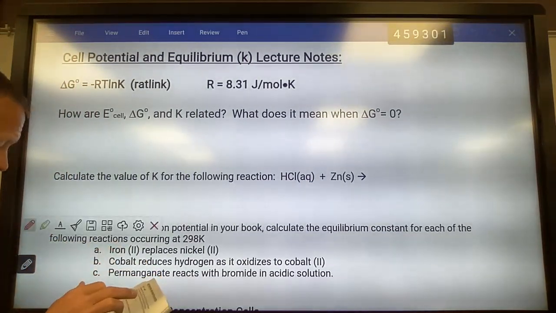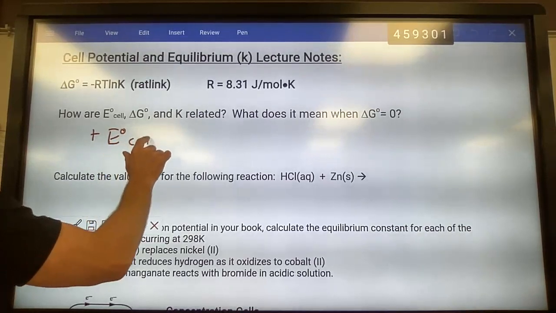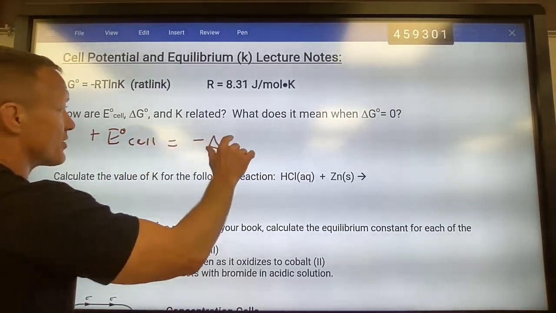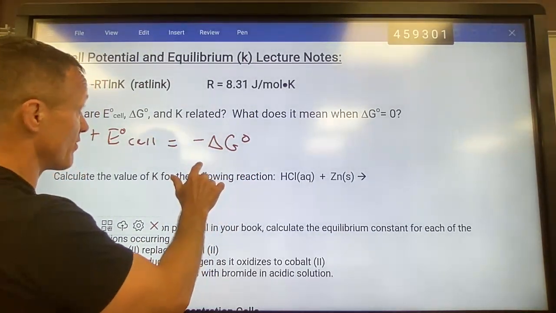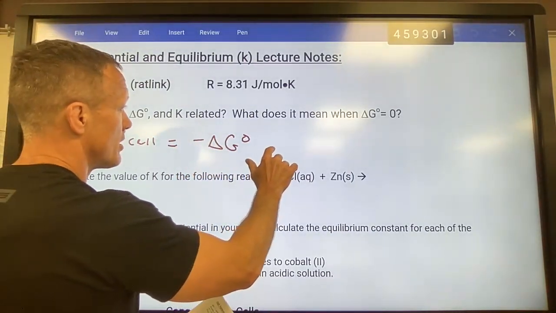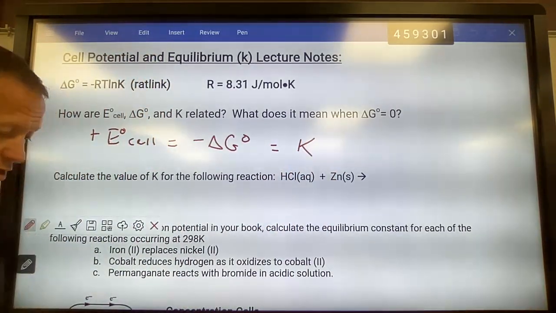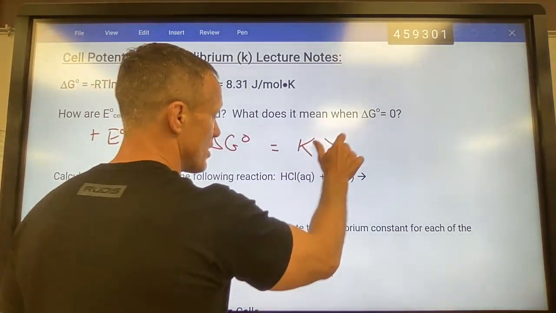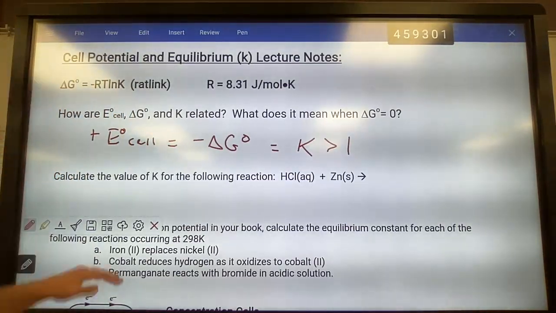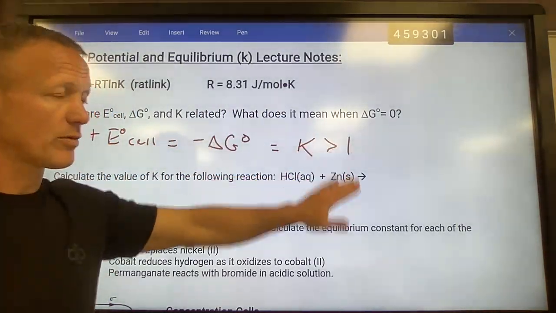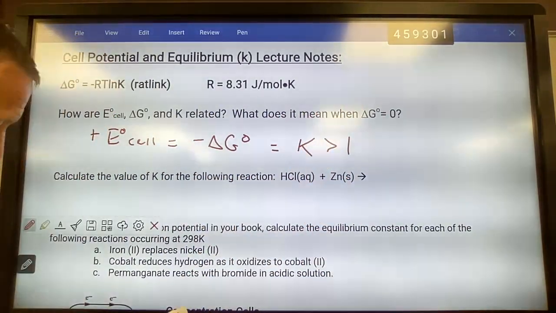So if you write this stuff, if you have a positive cell potential, it means you have a negative delta G, which means you are spontaneous or thermodynamically favored. And that means that your K value, if you remember delta G versus K, is greater than 1. Your equilibrium constant is greater than 1. So positive voltage means we have an equilibrium value greater than 1. The forward direction of the reaction does want to happen from there.